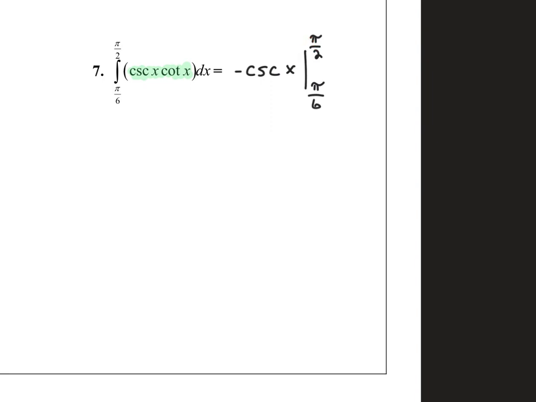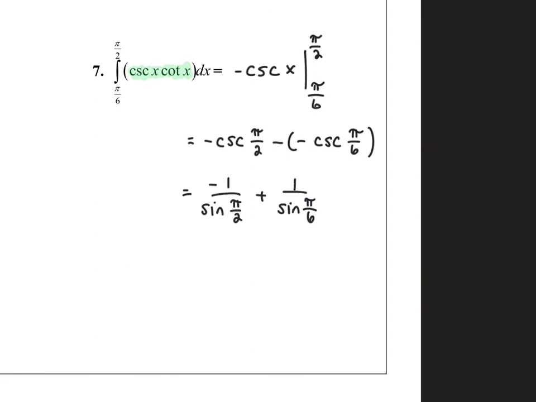I'm going to plug in the pi over 2 first. Don't forget that cosecant is 1 over sine. So when you're looking at these cosecant values, you can write them in terms of the sine, and it might make it easier for you to evaluate. So it looks like this, and we know that sine of pi over 2 is a 1, and sine of pi over 6 is a 1/2. From here, this just becomes a negative 1, this becomes a 2, and negative 1 plus 2 is 1.